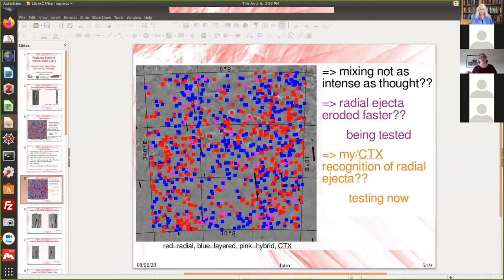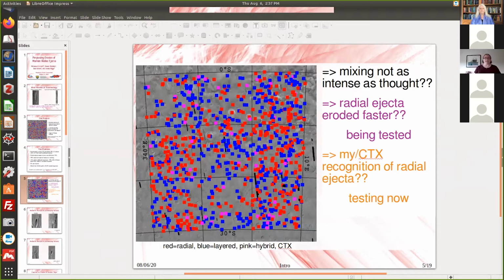Another thing that we're wondering as well is, does this mean that radial ejecta is eroded faster than layered ejecta? This is something that we're testing with this project as we get the ages. We'll use the ages of the radial ejecta craters that we do have to see if we're not getting as many that are as old as layered ejecta craters. I would note that our project is limited to about 3 billion years or so, because a lot of things on Mars that are older than that are eroded. So we don't see craters with ejecta that are much older than that.